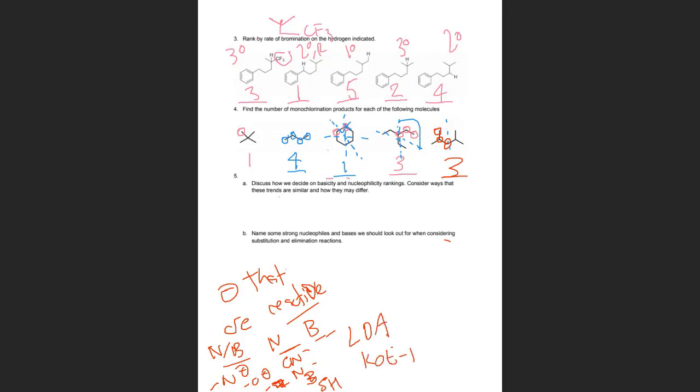For bases, we have the typical bulky bases that are going to be good bases but very bad nucleophiles. And so our two well-known ones are LDA and tert-butoxide, which looks like this. Okay, so these are some strong nucleophiles and bases we can look out for when we're considering substitution elimination reactions.